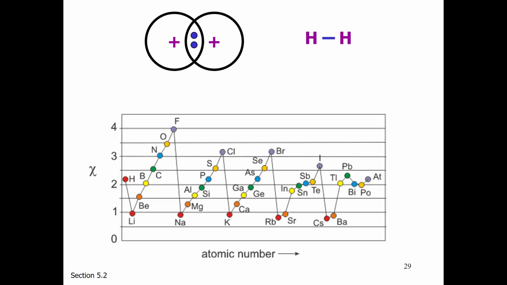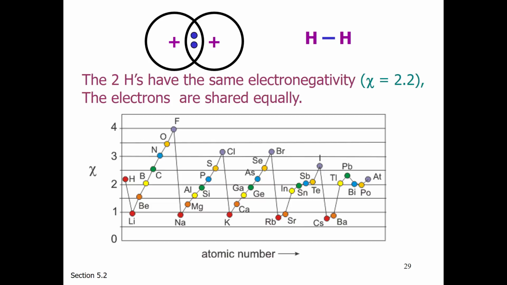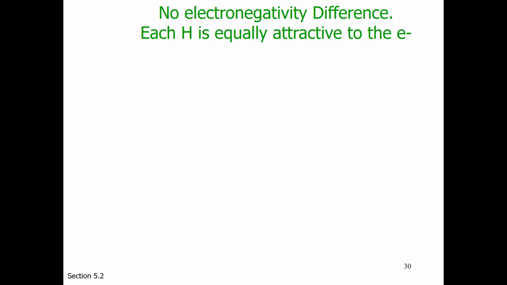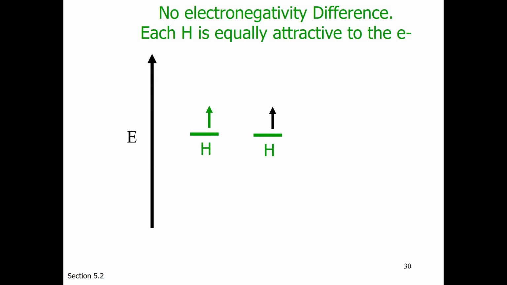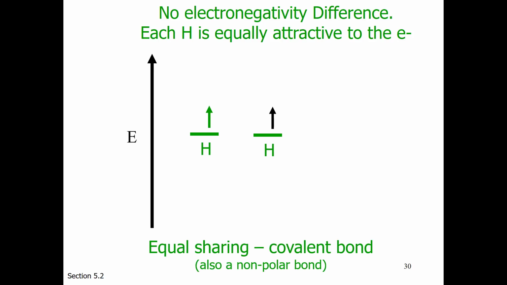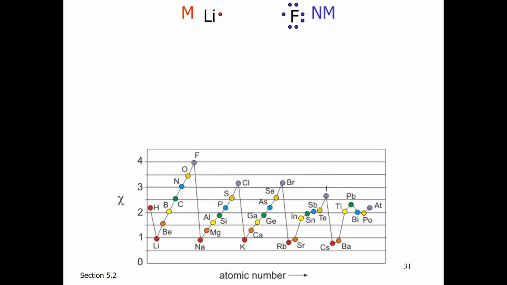Now, when we think of sharing between two hydrogen atoms, they have the same electronegativity, so they're going to share equally. Both of them have a chi of 2.2, so their difference in chi is 0. There is no electronegativity difference, so each hydrogen is equally attractive to the electrons. We have equal sharing. That's known as a covalent bond or non-polar bond.